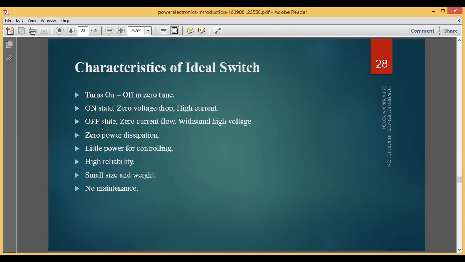If it is in the off state, it will withstand high voltages, or you can simply call it zero current flow. There is no flow of current when the device is in a completely off state. Then zero power dissipation. Zero power dissipation in the sense that you may feel some heat being dissipated from the IC, from the devices.